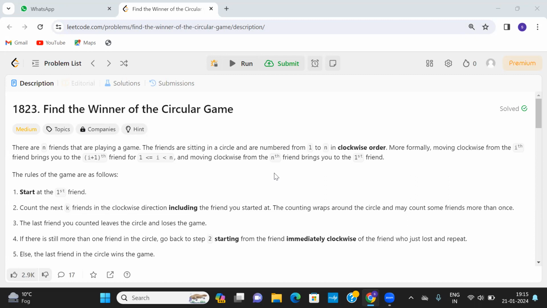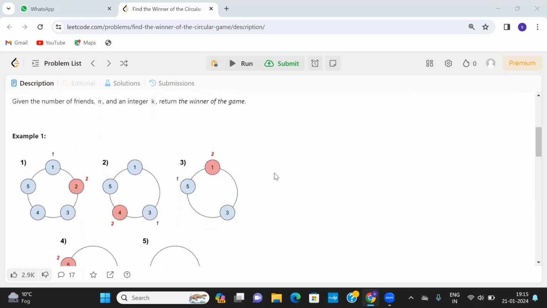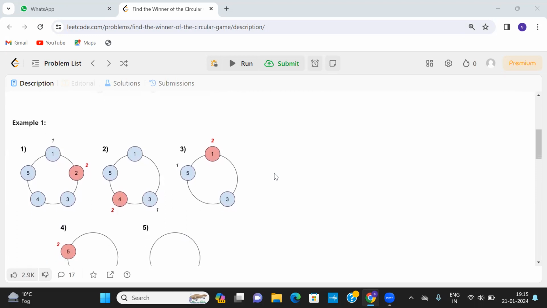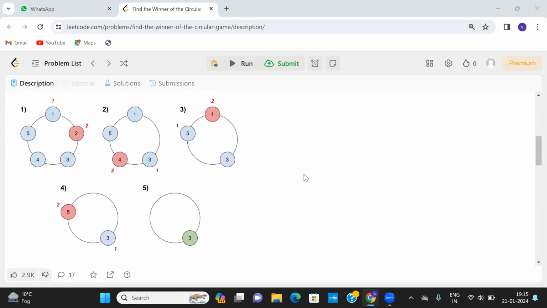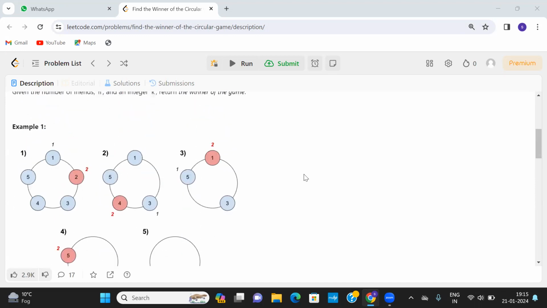So let me explain the question. We are given n friends. Suppose n is equal to 5, and those n friends are playing a circular game, and we are also given an integer k. So what we will do, we will count them in a circle. And if our count is equal to k, then we will eliminate that particular friend.